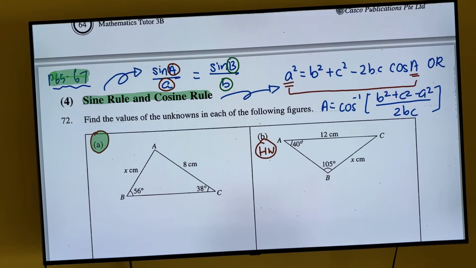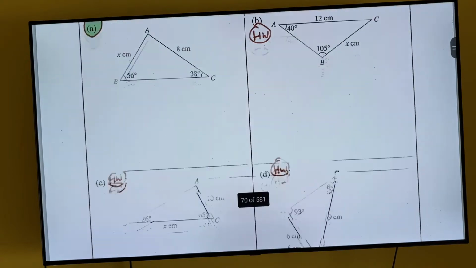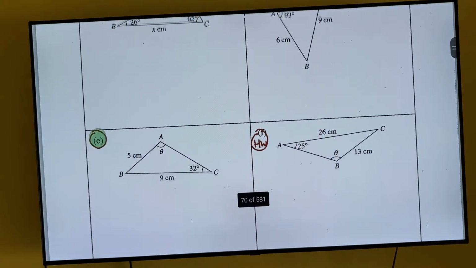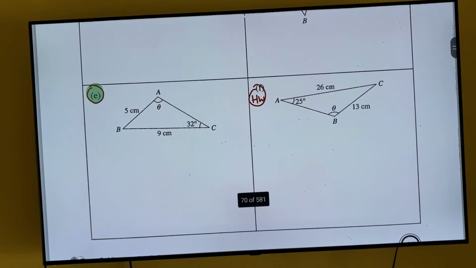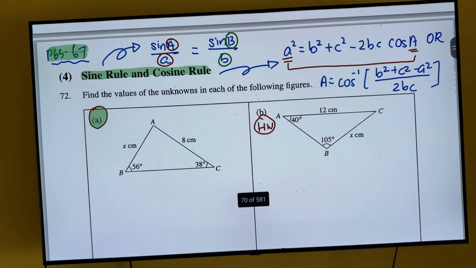Within a triangle that is not right angled. So as you can see in this page over here, just look at the questions. You realize that for each and every triangle that has been drawn, it is not right angled. And if it's not right angled, we cannot use Pythagoras. So we have to revert to sine and cosine rule. Now, what is sine rule and what is cosine rule?